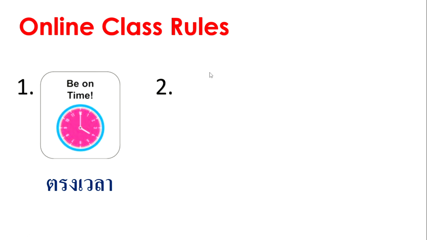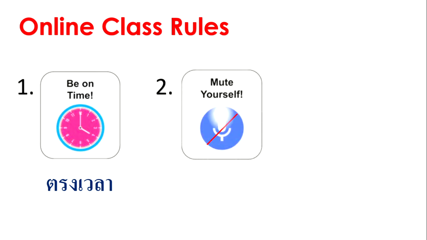The second one is mute yourself or turn off your microphone. It means when I am explaining something, you have to mute yourself or turn off your microphone because if everybody is talking, you will not understand what I am explaining. So you must mute yourself or turn off your microphone.